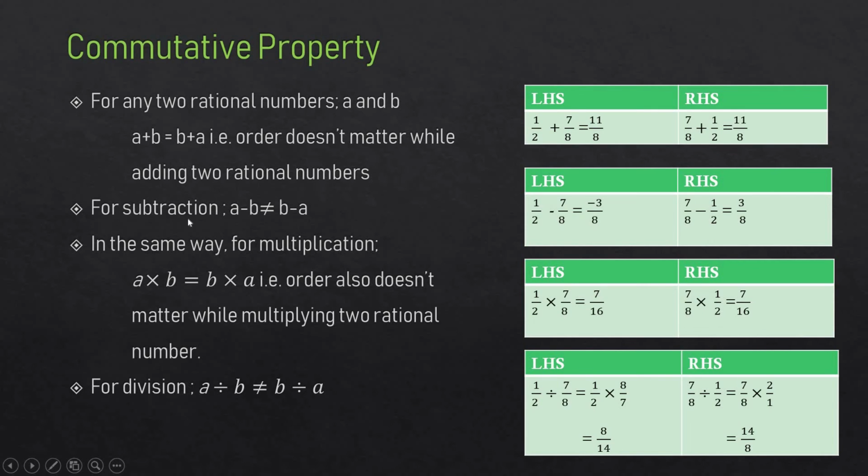But this is not the case for subtraction. In subtraction the answer changes. If the order is changed, the answer is changed. You can see here the answer is minus 3 by 8, while here the answer is 3 by 8. For multiplication also, order doesn't matter. The answer is going to come the same. For division, the answer will be different. So we can say that rational numbers are commutative only for addition and multiplication. Let's move to our next property, that is associative property.